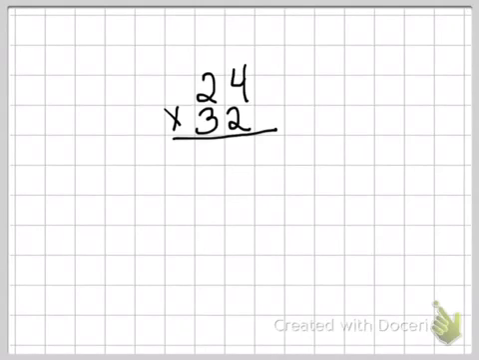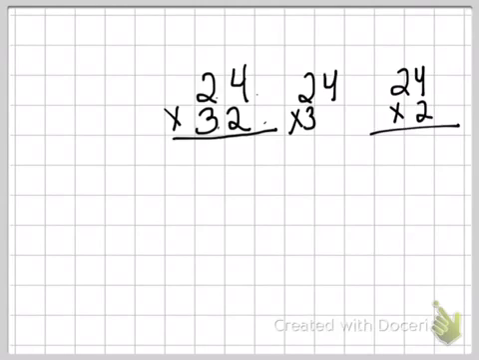Today we're going to learn how to multiply two-digit by two-digit numbers. And this is pretty easy when you think that what we're really doing is we're saying 24 times 2 and then the value of the 3 we know is 30, plus 24 times 30. And that's pretty easy to do, right? So we can just solve it like this.